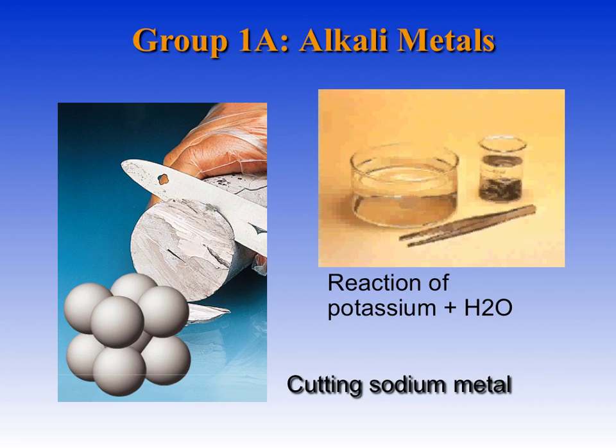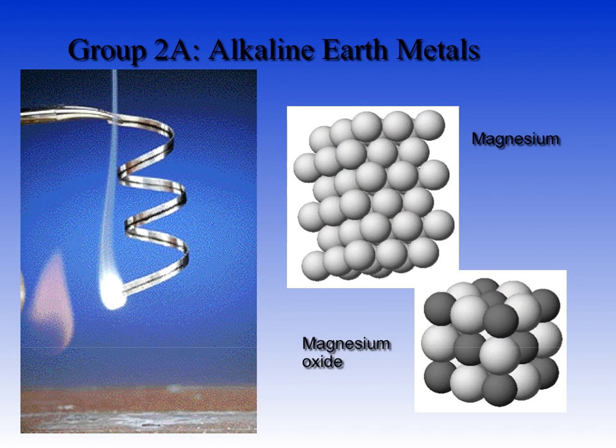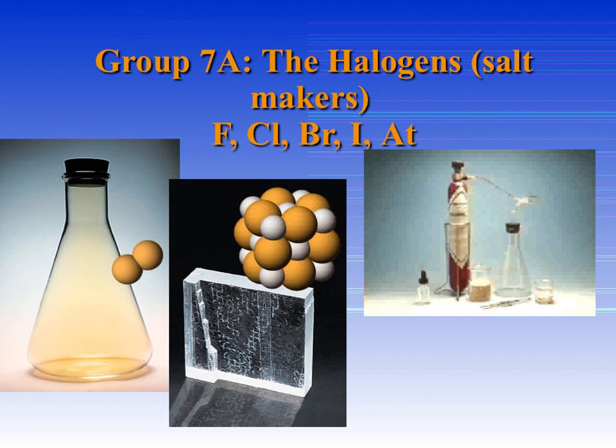Finally, just to show you some of these items, which are kind of interesting, this is sodium metal. Sodium metal is a very soft metal. You can actually cut it. That's one of the elements in group 1A. The alkaline earth metals include magnesium, which ignites very easily. I'll actually do this in class to show you magnesium lighting, and we'll talk about what kind of chemical reaction that is. Halogens are known as the salt makers because they will create different kinds of salts.